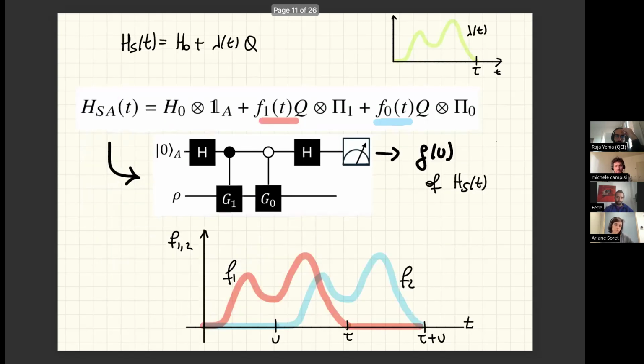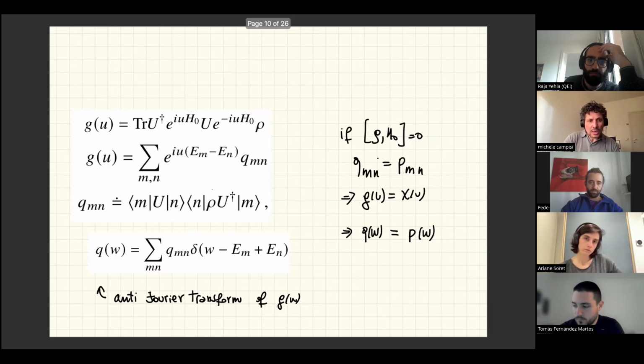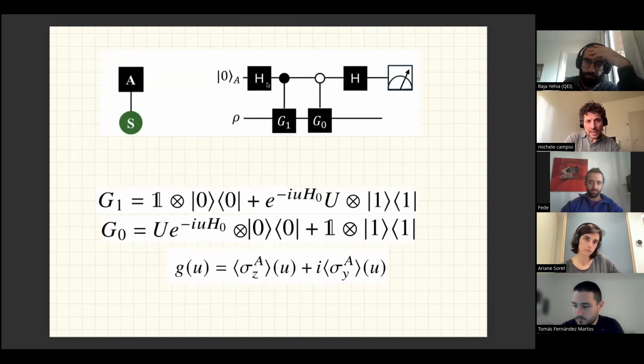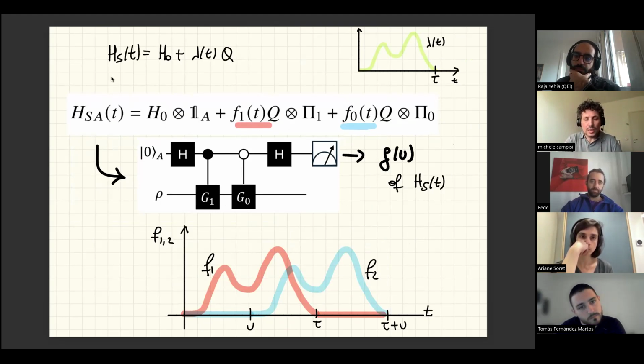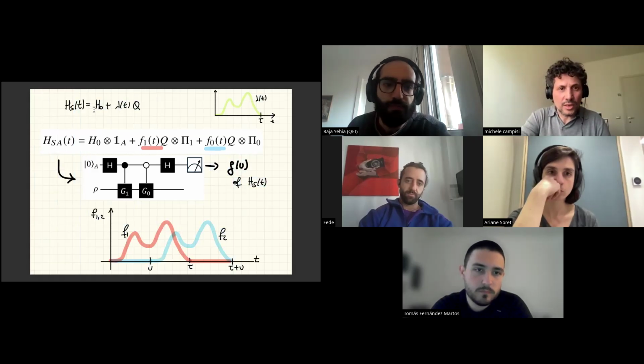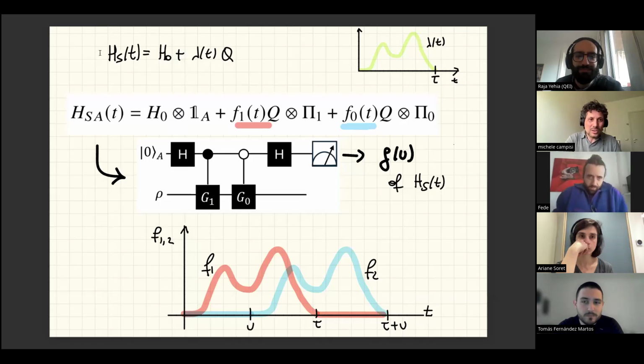Okay, so in practice, how do you implement these gates G1 and G0? So Hadamard here is not a problem, but how do you implement these controlled gates? How do you implement the Hamiltonian that generates this circuit, basically? So you have to basically implement the Hamiltonian that is written here, this HSA. So let me summarize. This is the problem that you are facing. This here on top is the problem that you want to basically address.